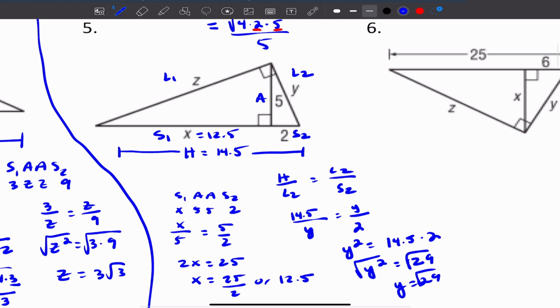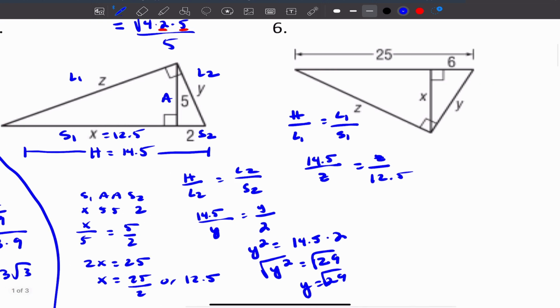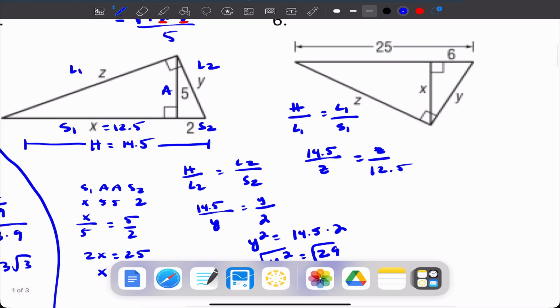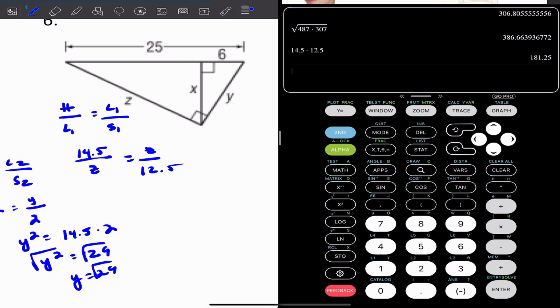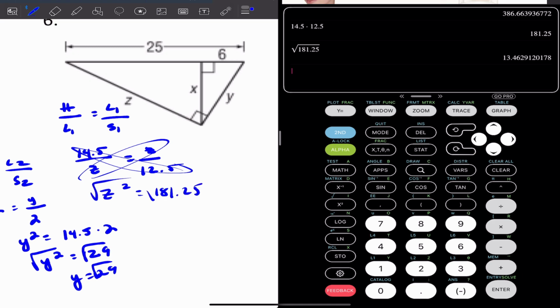So that's my answer. And then for z, let's see. So it is hypotenuse over leg 1 equals leg 1 over segment 1. So the hypotenuse is 14.5 over your leg 1, z, equals z over 12.5. And if I cross multiply here, you should get, what's 14.5 times 12.5? 181.25. Okay. So z squared equals 181.25. Take the square root. Z is equal to around 13.5. That's your answer, 13.5.